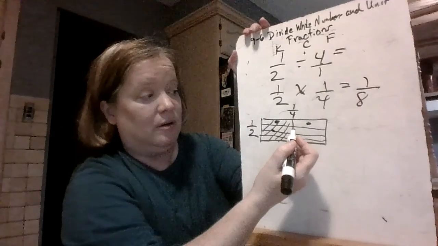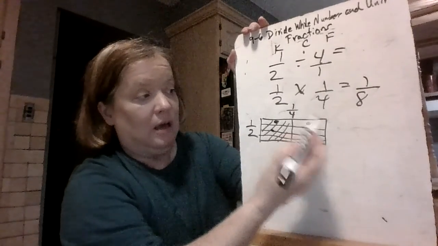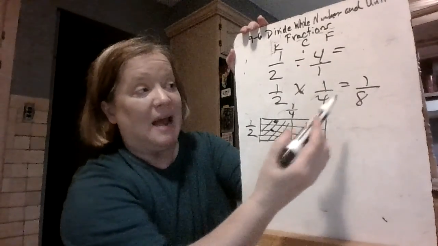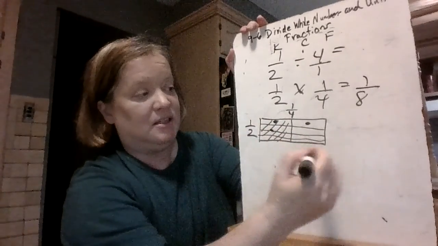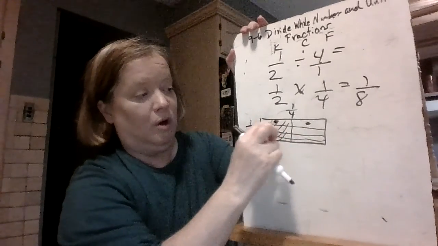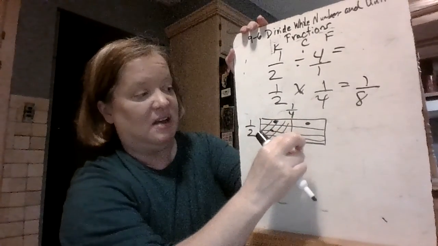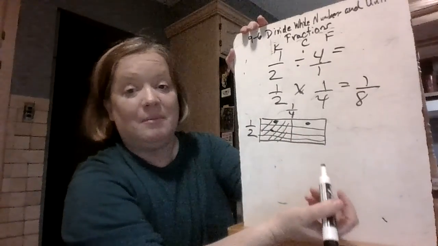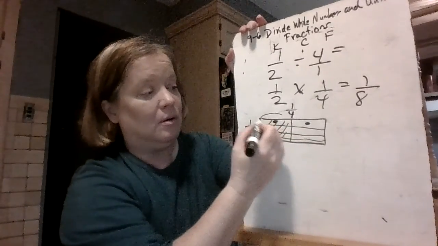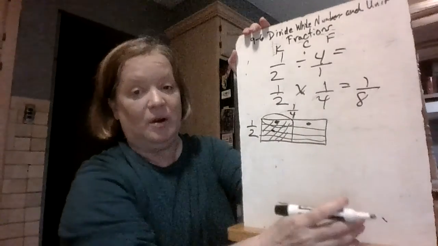And sure enough, my model is matching my algorithm, because how many pieces do I have all together? 1, 2, 3, 4, 5, 6, 7, 8. And how many of them have shading and dots on them? 1 of them. So my answer is 1/8.